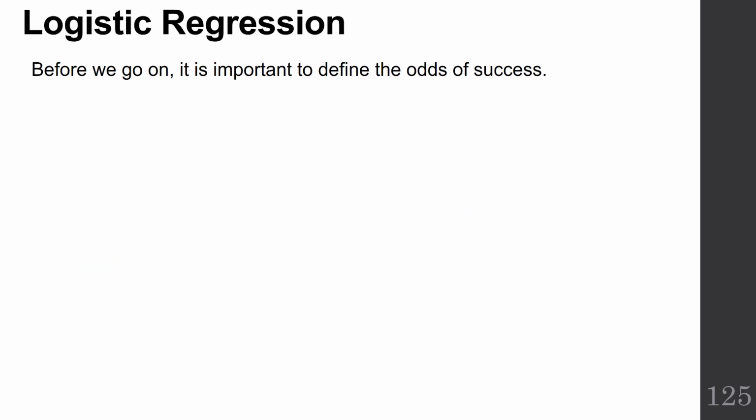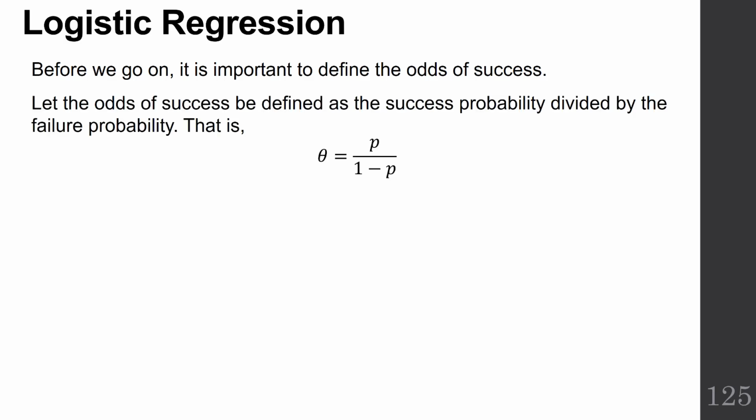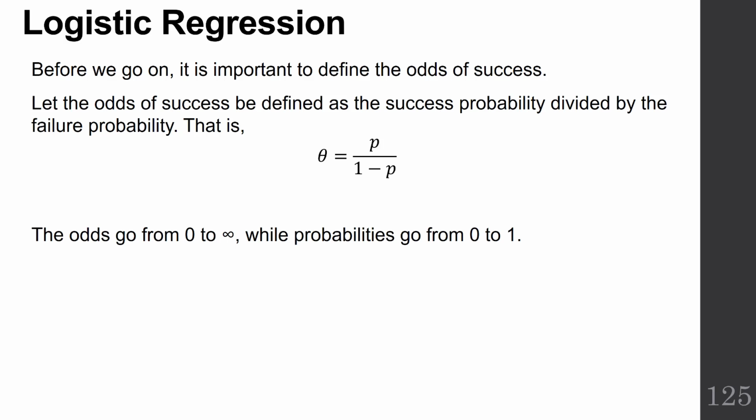Before we go on, we need to define something called the odds of success. You may have heard people toss around the term odds in place of the word probability, but to statisticians, these are two different things. The odds put the probability on a different scale. The odds of success are going to be the probability of success, that is P, divided by the probability of a failure, 1 minus P. We're going to denote the odds by the Greek letter theta. So theta equals P over 1 minus P.